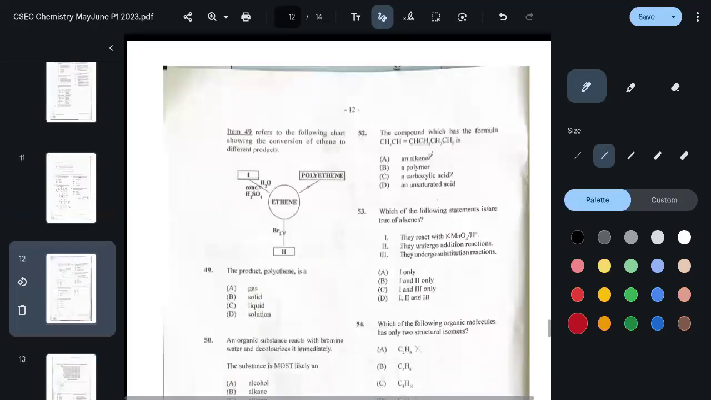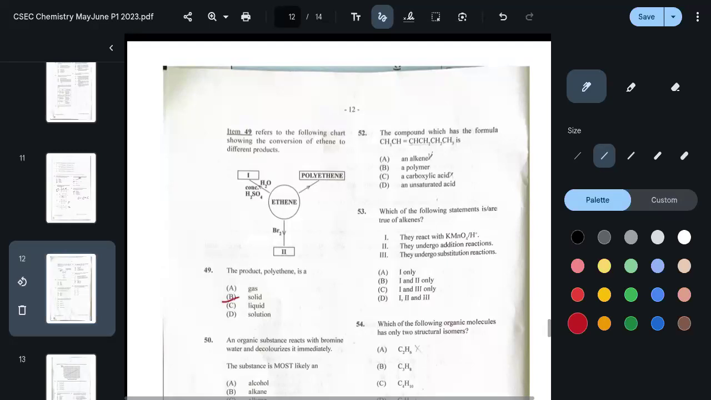Item 49 refers to the following chart showing the conversion of ethene to different products. So the product polyethene is a... anybody can tell me? Is it a solid? Right, because polyethene is a polymer. And remember, polymers are plastic materials, whether it's a plastic pipe, a plastic container, or plastic bags. So it is solid.